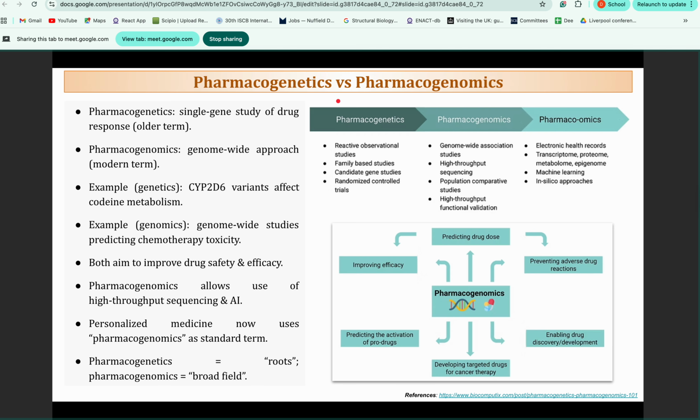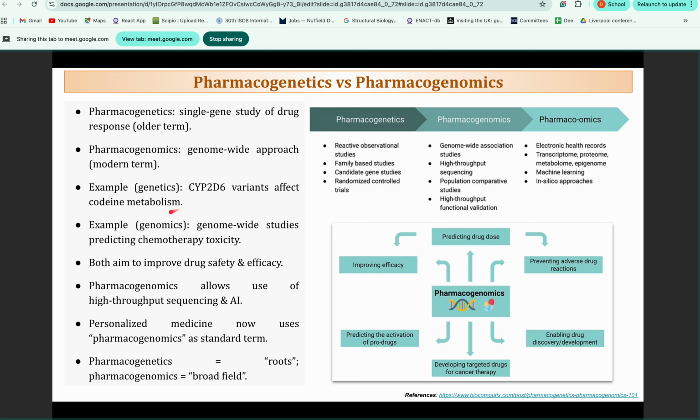Okay, now we'll talk about pharmacogenetics versus pharmacogenomics. Pharmacogenetics is the single gene study of drug response, and this is an older term. Pharmacogenomics is the genome wide approach, and it is a modern term. For example, in pharmacogenetics we look at cytochrome P450, and in this case cytochrome P2D6 variants affect codeine metabolism. As mentioned, this particular gene family is responsible for drug metabolism. Previously the studies were only on this gene and not on other genes, but later on it was realized that not just one single gene but other genes could also influence the metabolism of that particular drug.